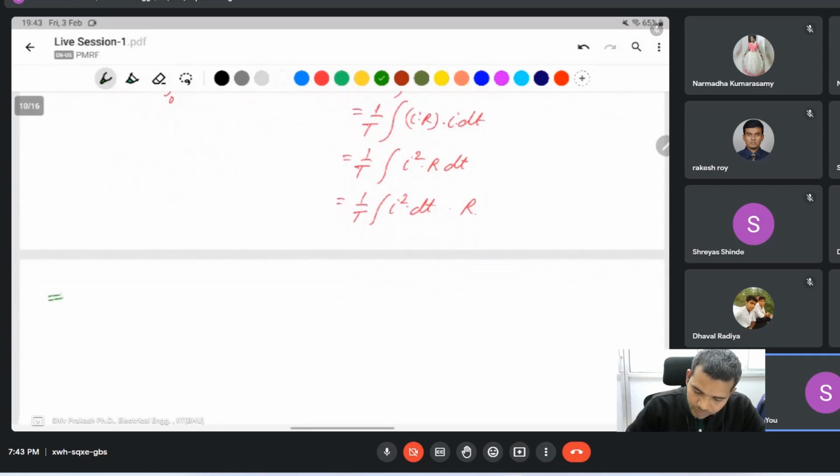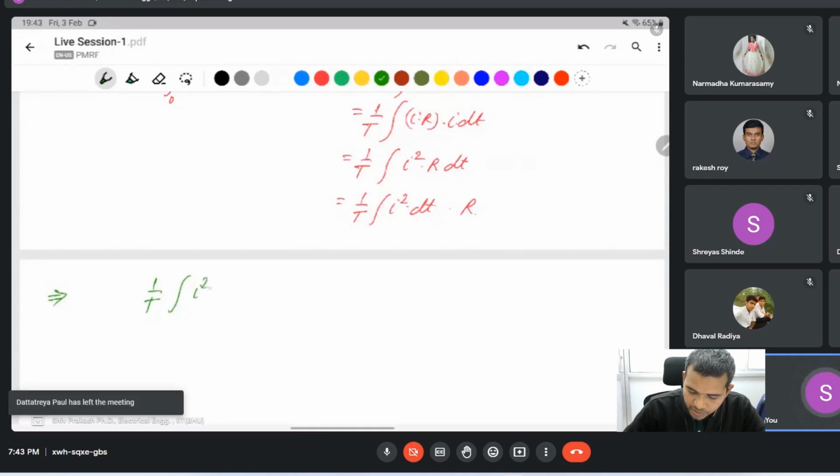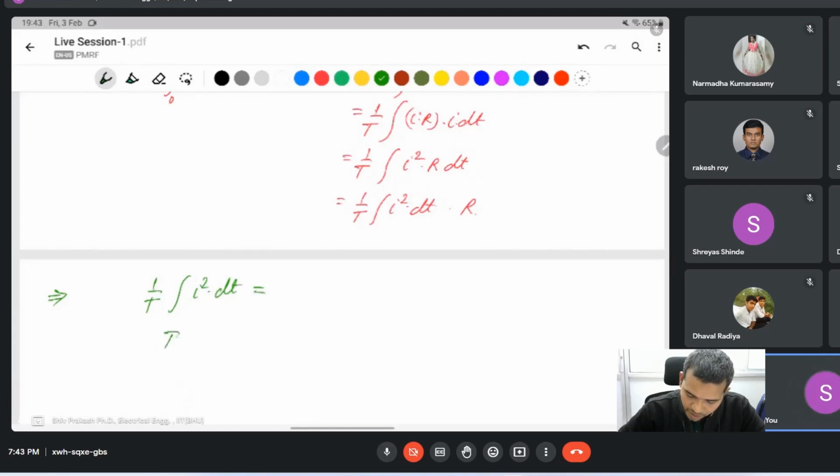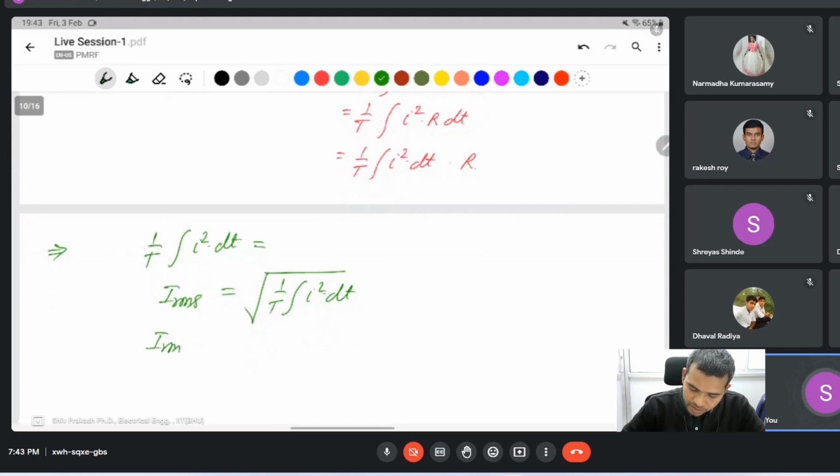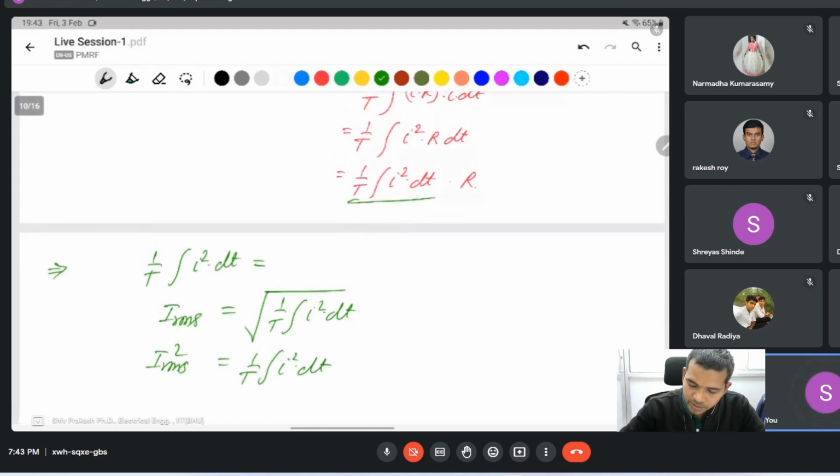This is 1 by T integration of I square into dt into R. And I have written 1 by T integration of I square into dt. You know about this, the RMS value. You find the RMS value of any waveform, I RMS, voltage RMS. You know the root mean square: 1 by T integration of current square into dt. Squaring it, I RMS square is equal to 1 by T integration of I square into dt, same as this one.